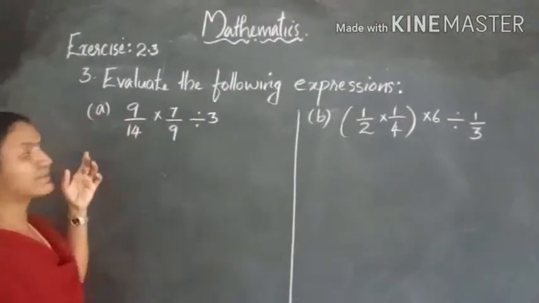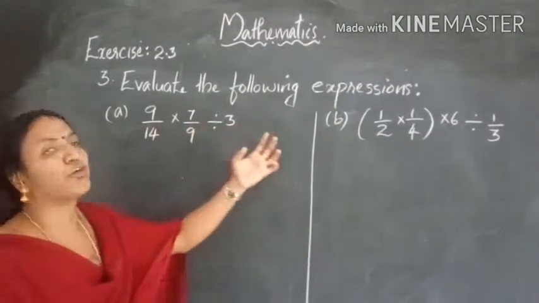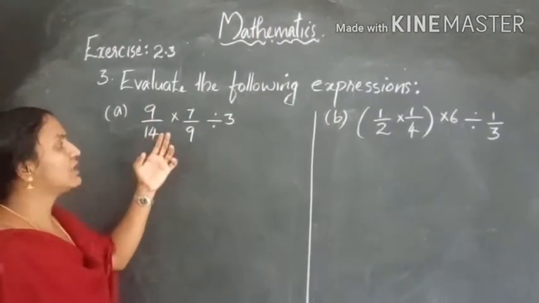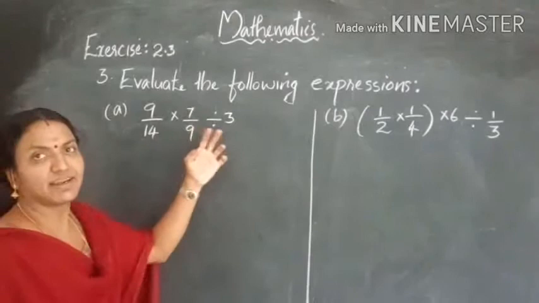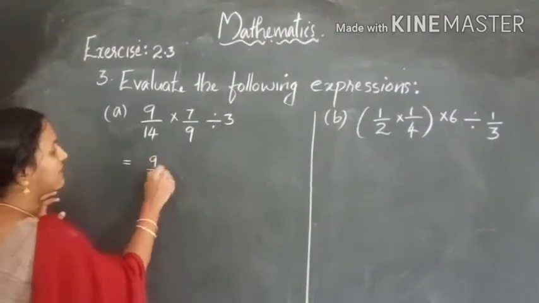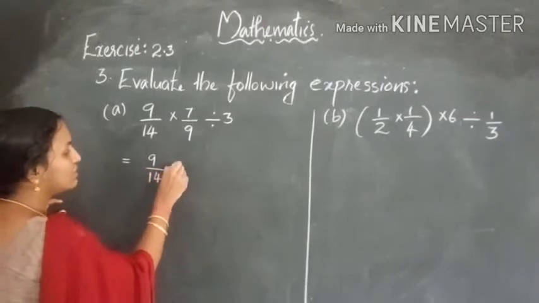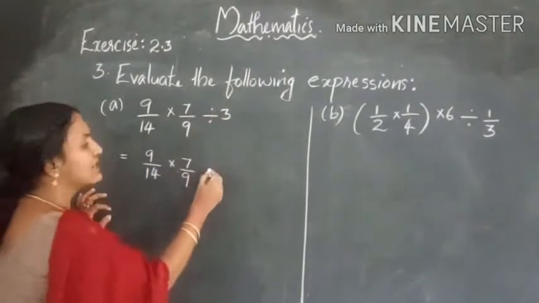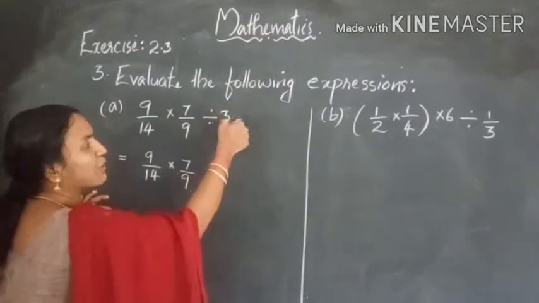Move on to question number 3. Evaluate the following expressions. First one, 9 by 14 into 7 by 9 divided by 3 is equal to 9 by 14 into 7 by 9. Here the operation is division, so multiplying the reciprocal of 3.